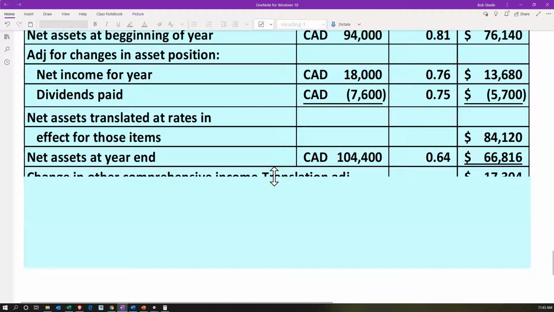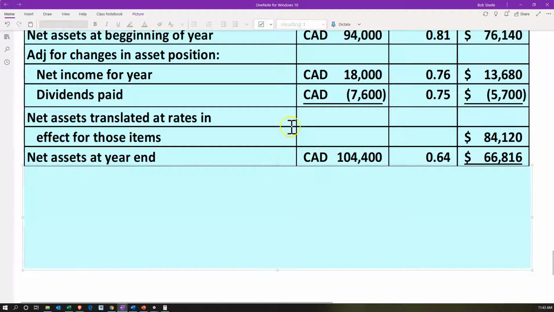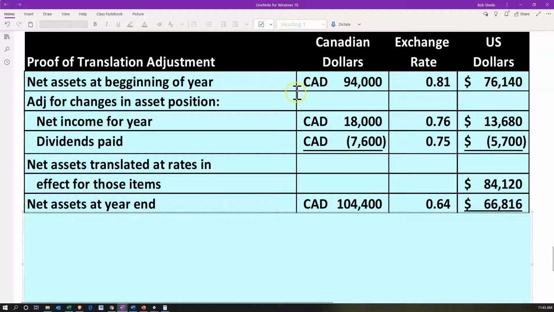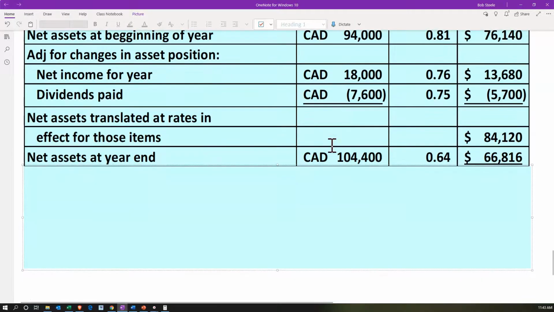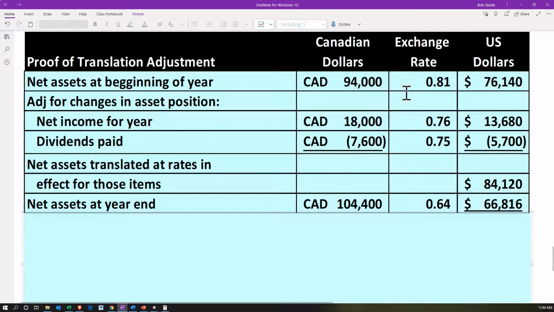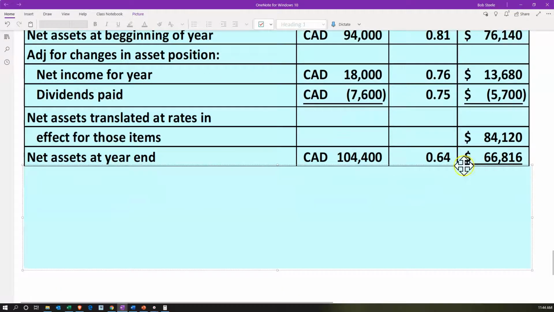Then we're going to take a look at the net assets at year end in Canadian dollars. Notice we're all using the same units here, not changing the exchange rate because these are all in Canadian dollars. So we're going to take the 94 plus the 18 minus the 7,600, giving us the 104,400. Then exchange the ending balance of the net assets in Canadian dollars using the rate that we would use on the balance sheet typically, that being the year-end rate. That year-end rate at 12/31 being 0.64. So if we multiply times 0.64, we come out to a different number than having taken the components and multiplying them by three different rates that we've seen up top, that number being the 66,816.